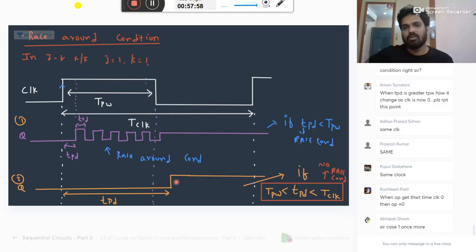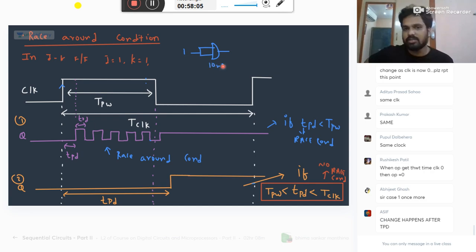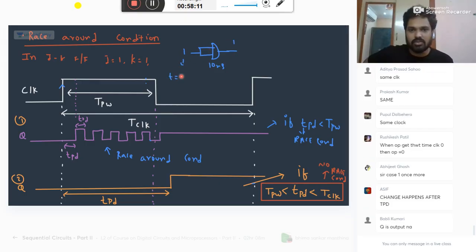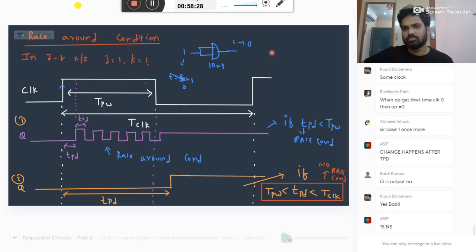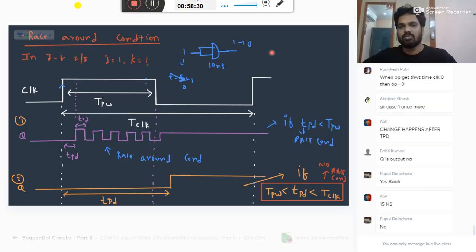You see, a simple gate is there, for example. You applied 1, and 10 nanoseconds is the delay. 1 will become 1 into 1, which is 1. Say, for example, at 5 nanoseconds you made it 0. Then 0 into 0 will become what? 0. It doesn't mean that when you make it 0 at 5 nanoseconds, it will immediately become 0. Yes, the same thing happens here also.